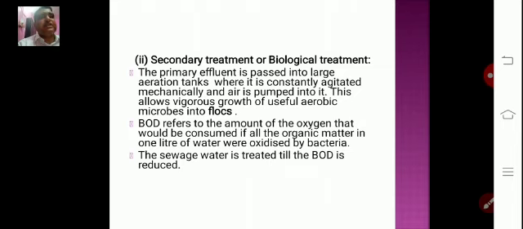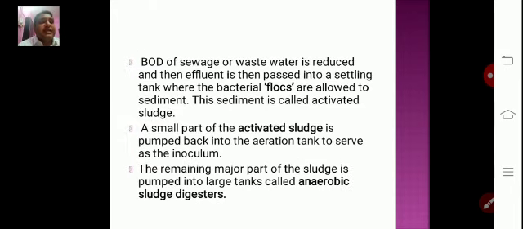This significantly reduces BOD. What is BOD? It is biological oxygen demand. It represents the amount of dissolved oxygen required. A high value of BOD represents water that is highly polluted with organic matter. A lower value of BOD means water is less polluted. Once the BOD of water is reduced significantly, the effluent is passed into the settling tank where bacterial flocs are allowed to sediment.